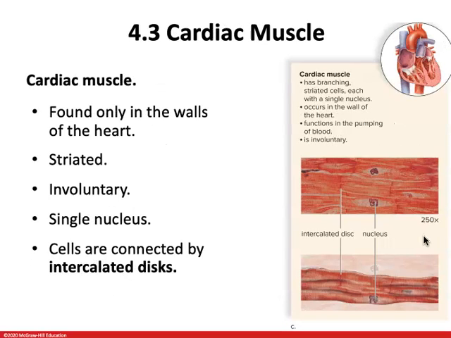And here is our cardiac muscle. It's found only in the walls of the heart. It is also striated, but with only a single nucleus. The cells are connected by intercalated discs. This allows for communication between the cells. So there you go. That is our cardiac muscle.